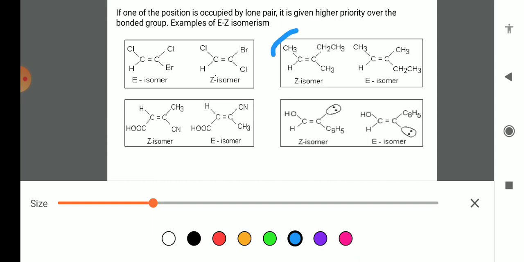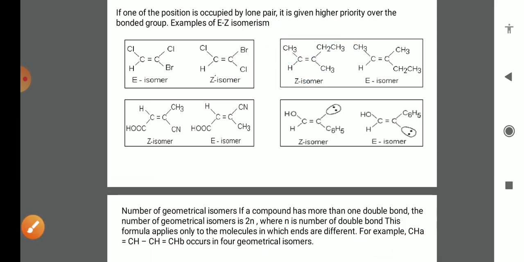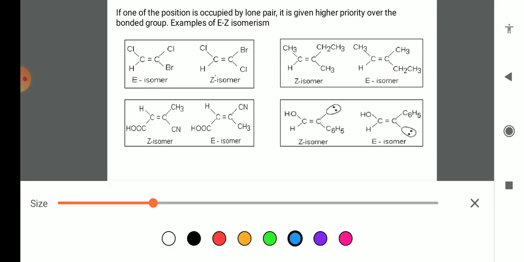Now we see example number 2. These are the methyl groups, and these are the ethyl groups. The higher atomic number is called 1, the other is called 2. So 1 and 1 are on the same side, so it is called Z. For the next one, in this molecule, the ethyl groups have the higher molecular weight, so they are first, and on the second carbon it also gives first. So the higher priority groups are on the opposite side, so it is called the E isomer.